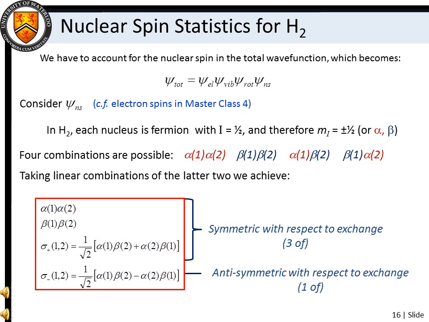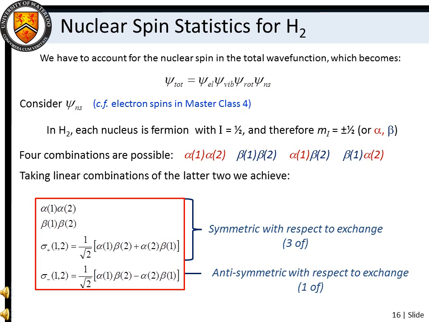The importance of nuclear spin is apparent when we view the total wave function as a product of the electronic, vibrational, rotational, and nuclear spin wave functions. Here we see that the total wave function symmetry depends on the symmetries of each of its component wave functions, including the nuclear spin wave function.